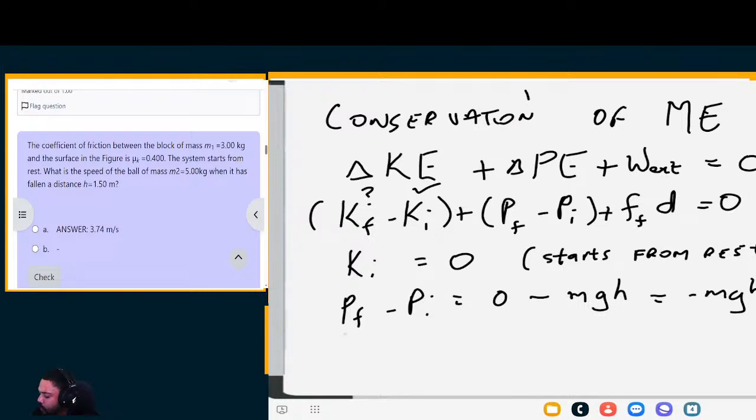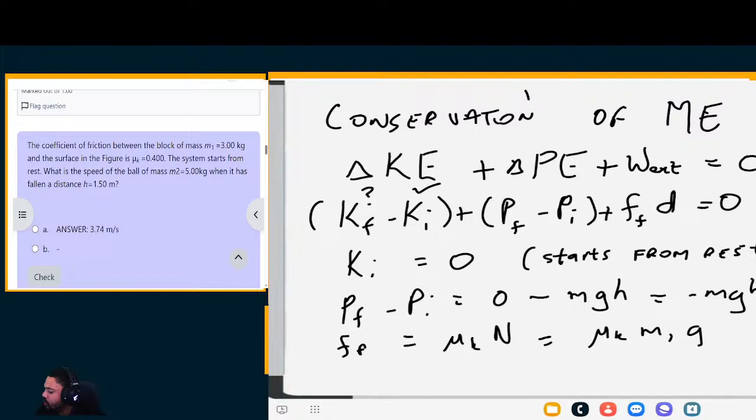What is the force of friction? Let's work that out. How do we work out friction? It's the kinetic coefficient of friction multiplied by the normal force. In this case the normal force would just be the mass of the box times the gravitational acceleration, and we're going to work that out. So now we have all the formulas that we require.